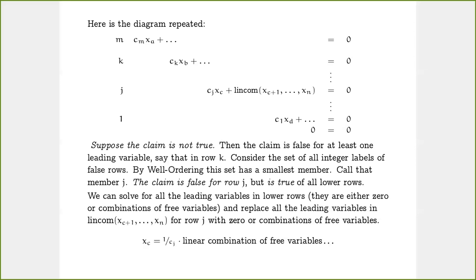And we can replace all the leading variables in row J, in that linear combination for row J, with 0 or combinations of free variables. That means that linear combination we can rewrite as entirely free variables, subtract it from both sides, and divide both sides by Cj to get the following expression. Now, we weren't supposed to be able to do this. The claim was false, that we couldn't express x sub c in terms of free variables or zeros, and that's what we've done. This is a contradiction with the result that the claim is false for this row.